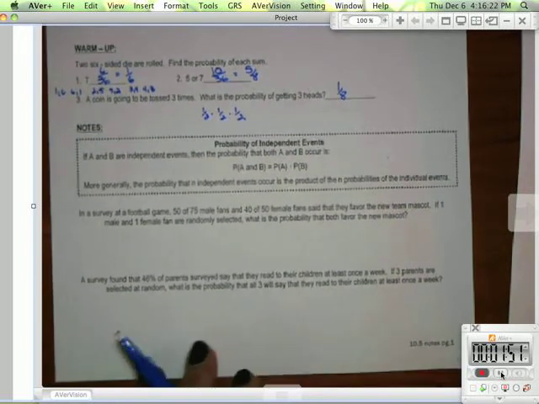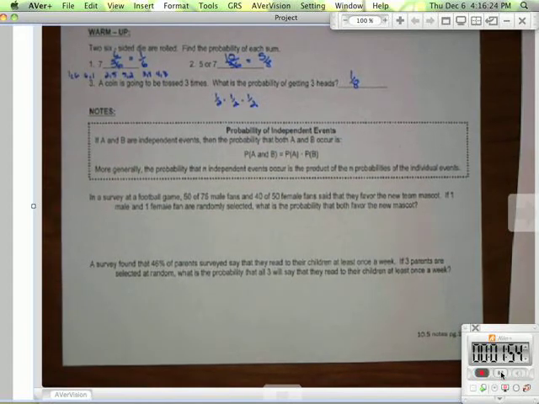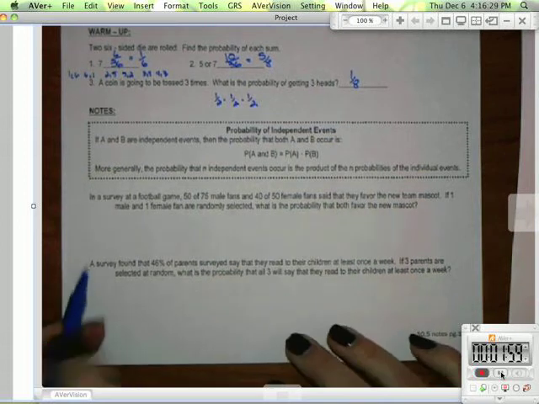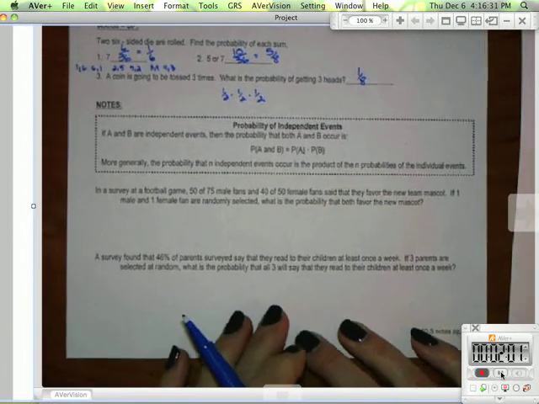So first let's talk about the probability of independent events. That's when one event does not affect the outcome of the other event. And you just multiply the two events together to find the probability.